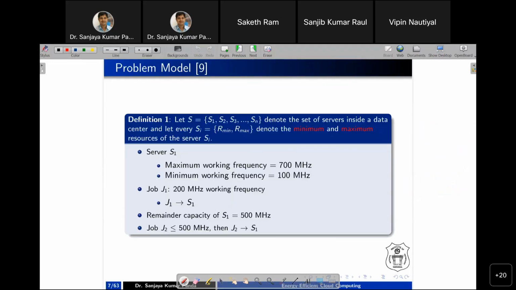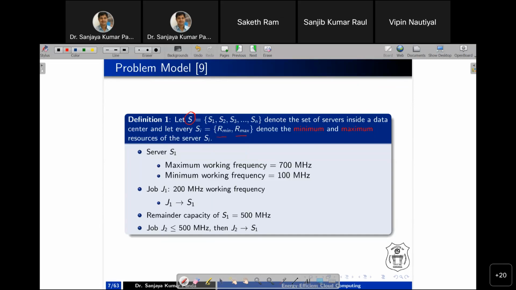Now, let us see some of the definitions to understand how energy related problems are coined in the field of cloud computing. See here, I have taken n number of servers. So this is my server set, S, and I am taking n number of servers: S1, S2, S3 up to Sn. You can say n servers are present in a particular data center, right? So each server has R min and R max, represented in the form of a two tuple.